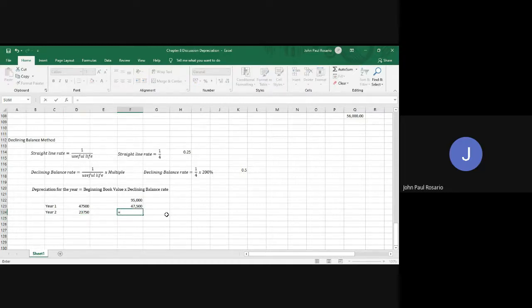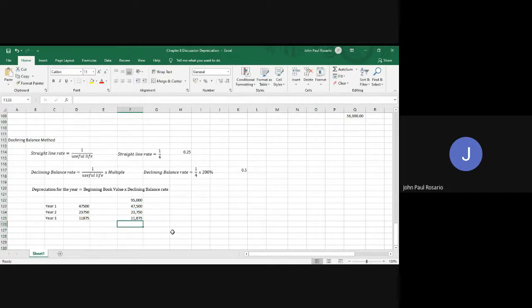What is our book value now? So that's 47,500 divided by this one. So that's our ending book value for year two and beginning book value for year three. So what is our beginning book value? It's 23,750. When you multiply that by 50%, you get 11,875. So here's the thing. If we deduct this 11,875 from the beginning book value, you will only get 11,875.